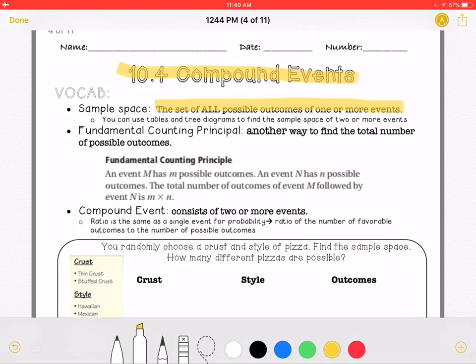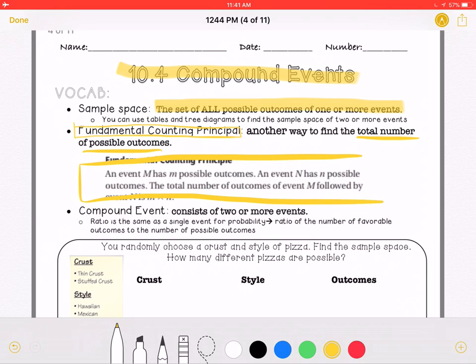The fundamental counting principle, this is something important and something that you guys are going to probably end up loving because it makes your life a lot easier. But it's just another way to find the total number of possible outcomes. Basically, this is when we're talking about multiple events. So compound events means there's multiple events, not just one event happening. When there's multiple events happening, you find how many outcomes are there for one event, how many outcomes are there for the other event, and then you multiply them together to get the total number of possible outcomes. And we'll get into that shortly as well.